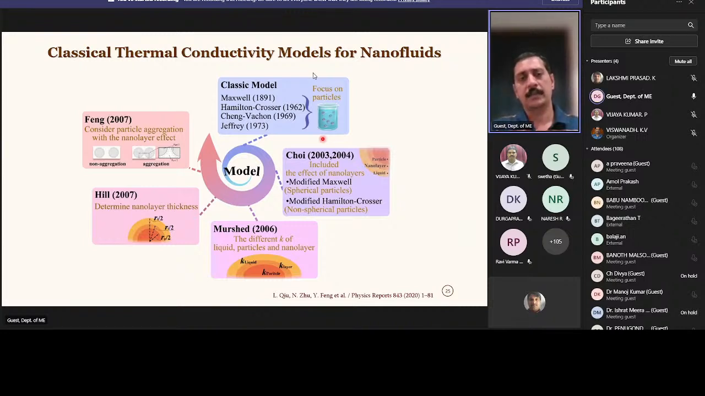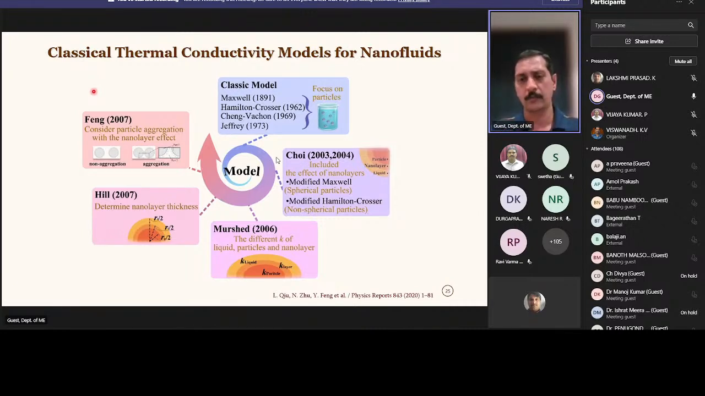And these are some of the other classical thermal conductivity models, developed models, which were inspired from the previously developed classical correlations. And Choi, Moshe, Hill, Feng, they have proposed correlations with respect to the nanolayer effect, considering the nanolayer thickness and the solid to liquid interface capacitor resistance, and many other things have been taken care of in these models.